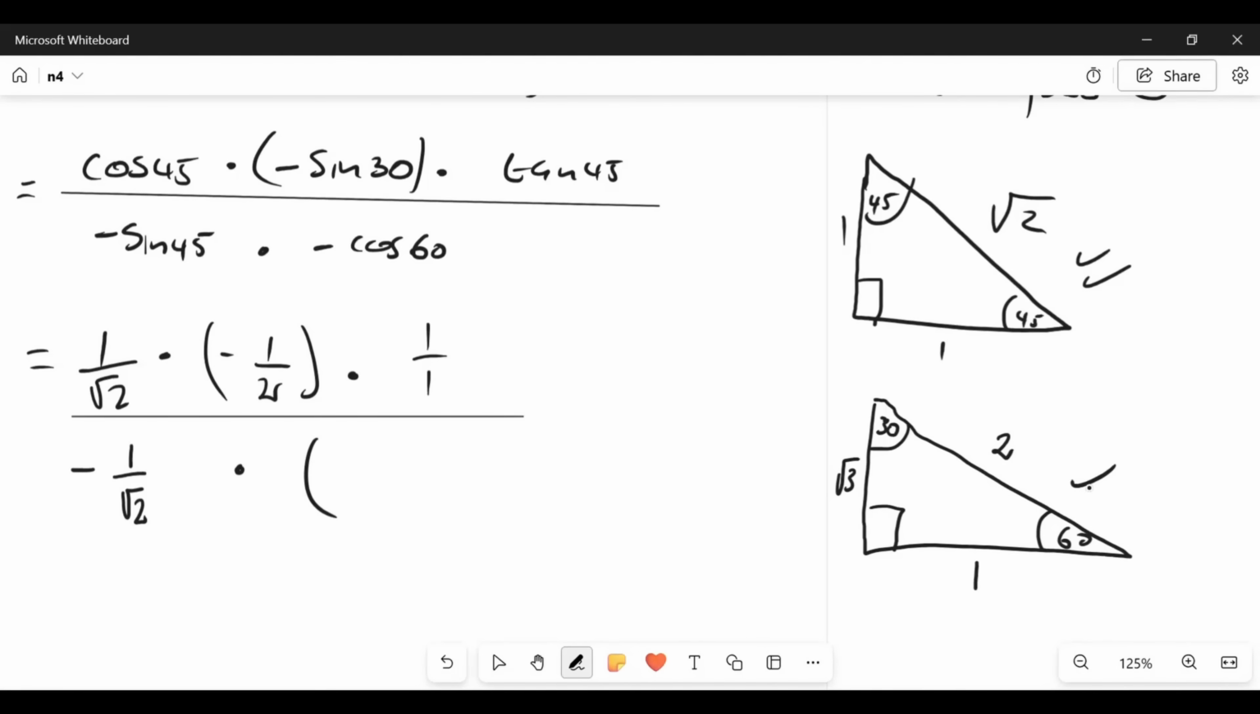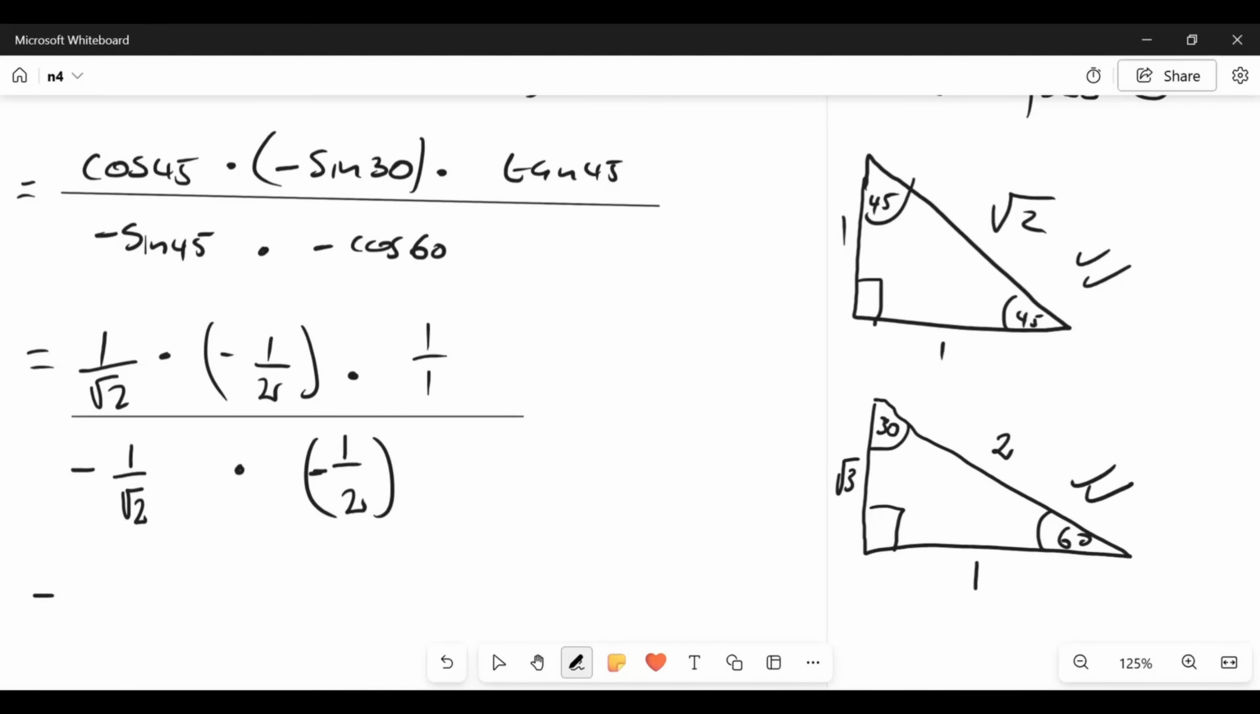Now, cos 60, we're going to take it from this triangle. Again, cos, we know that it is adjacent over hypotenuse. So our adjacent here is 1, and our hypotenuse here is 2. There we go. Let's not forget this is also negative.